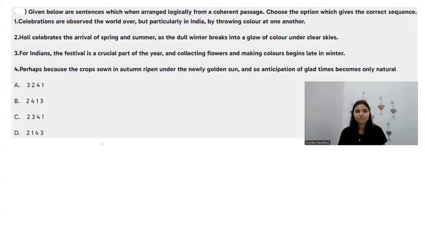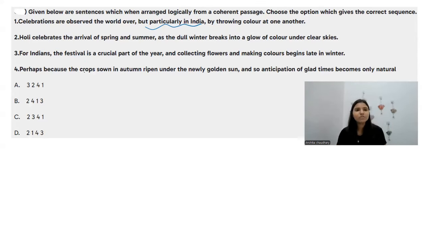Okay, so we have to compile these four sentences in a meaningful order so that they can make a meaningful paragraph. Okay. Celebrations are observed worldwide, but particularly in India, by throwing color at one another. So we can see that here we are talking about celebrations, but here we are specifying India. That means India must be somewhere a subject. So it cannot be the first statement, right? So always try to find out the noun or the subject, right? So that you can start your sentence.